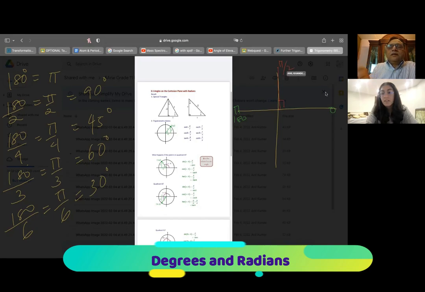No problems, correct? If I want to do pi by 4, it is half of this. So pi by 4 is 45 degrees. How easy it is, right? And if you want to do pi by 3, you can divide pi in three equal parts also.